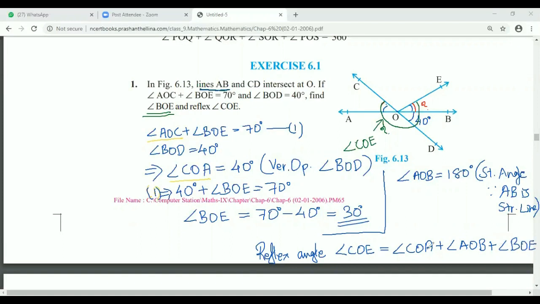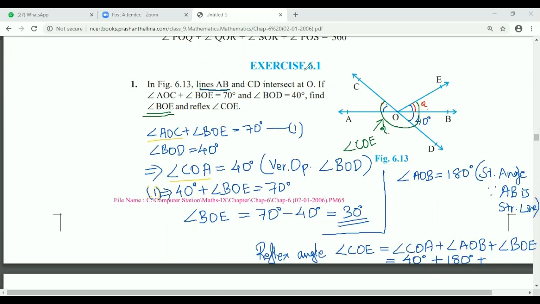So these three are known values. You know the values of these three angles. Angle COA, we have already found the measurement of angle COA, that is vertically opposite to the angle BOD, which is given. So angle COA is equal to 40 degrees. Then angle AOB is equal to a straight angle, its value is 180 degrees. Then angle BOE is the angle which we have found as 30 degrees.